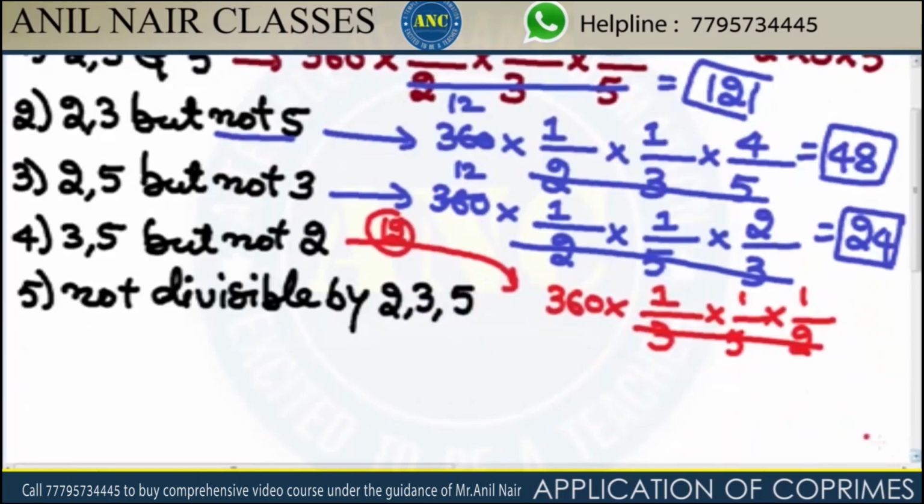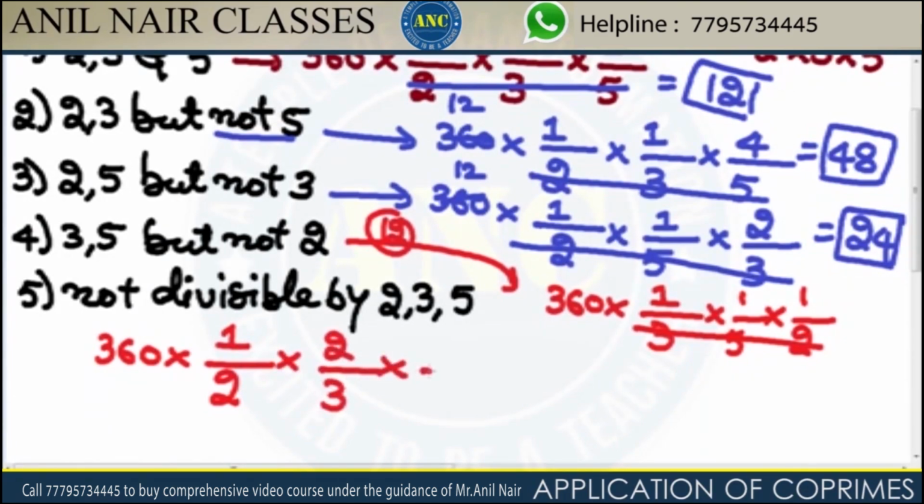Not divisible by 2, 3 and 5. Out of 360, for every 2, one number is not divisible. For every 3, 2 numbers are not divisible. For every 5, 4 numbers are not divisible.